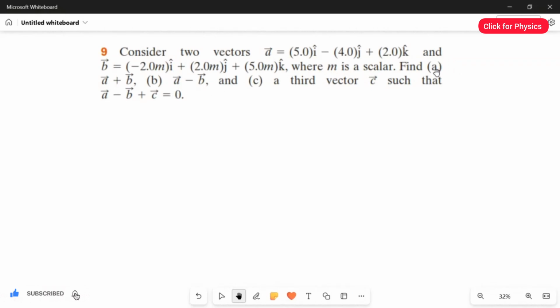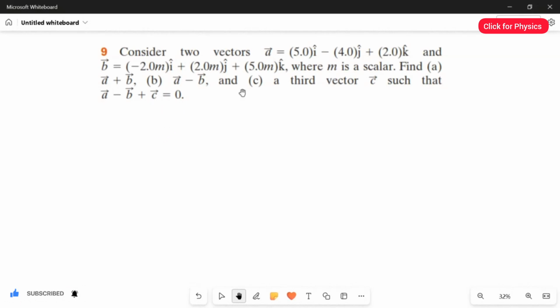The first question A is vector A plus vector B, and the second question B is vector A minus vector B, and the third question C is the third vector C such that vector A minus vector B plus vector C equal to 0. That means we have to find the value of C.